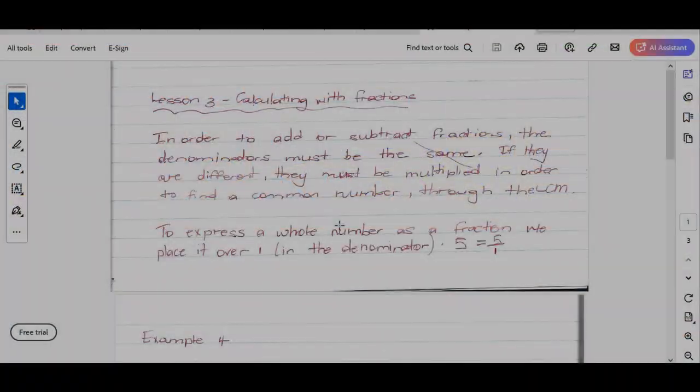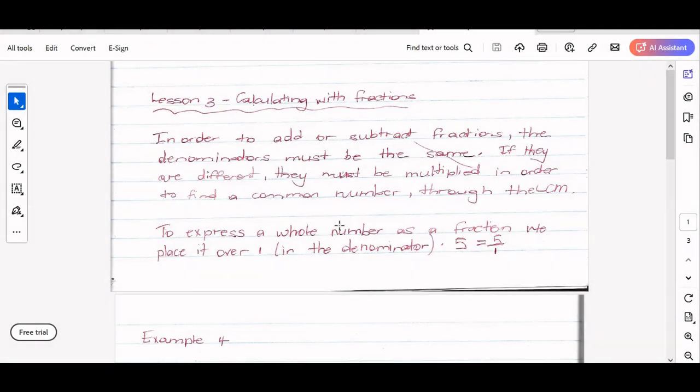Lesson 3, calculating with fractions. Now, in our last lesson, we discussed a bit about calculating with fractions. We looked at the numerator and the denominator and how we put it into the calculator, right? So we examined a little bit about calculating with fractions, but now we are actually going to get into the nitty-gritty of how we calculate with fractions.